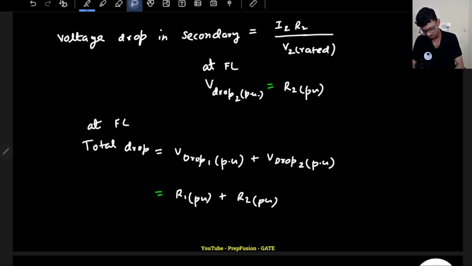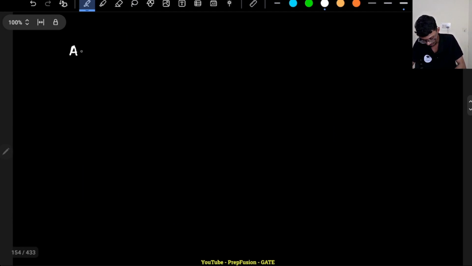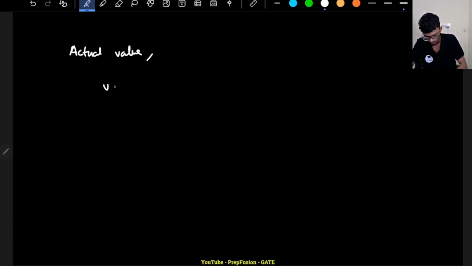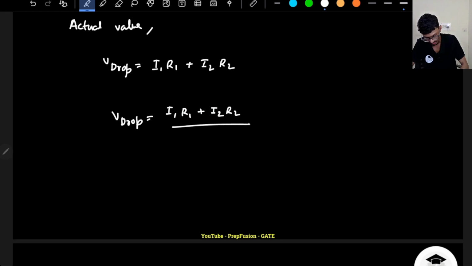So in actuality, what is the overall drop? The actual value of the total drop, V drop, will be the drop across the primary, that is I1 into R1 winding resistance, plus I2 into R2. So I have to just divide this by the V rated, that will give me the overall per unit. So instead of doing all those business, I can directly write it, right? I1 R1 plus I2 R2 divided by V rated. So this actually comes out at full load.